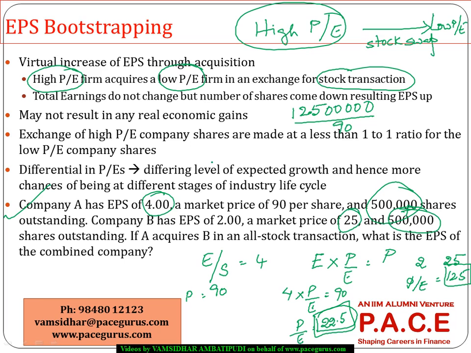So whenever we see a high P by E company acquiring a low P by E company, high P by E is generally treated as an overvalued kind of company versus low P by E treated as undervalued. Just by taking over the two, you can virtually increase the EPS also. That is what is being highlighted through this bootstrapping mechanism. All right.